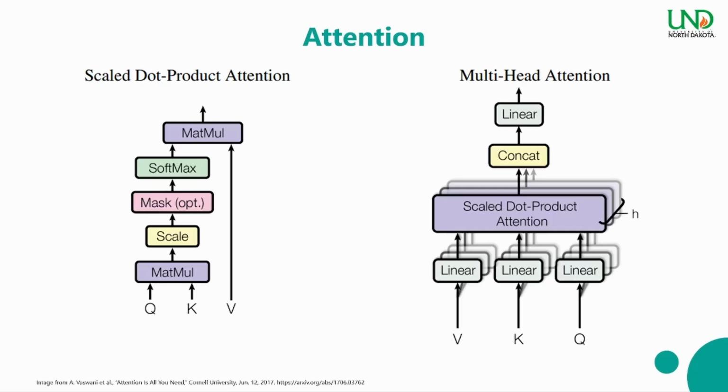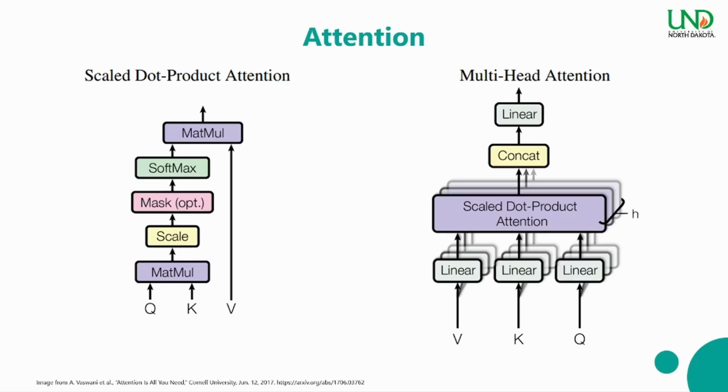Step 1 is linear transformations. The computer splits the work into several heads, let's say 8 heads. Each head gets its own version of Q, K, and V by applying some math, the linear transformations, to look at different aspects. Step 2 is the scaled dot product attention for each head. Each head runs the scaled dot product attention process we just talked about. So every head figures out what's important in its own way, using its own Q, K, and V.